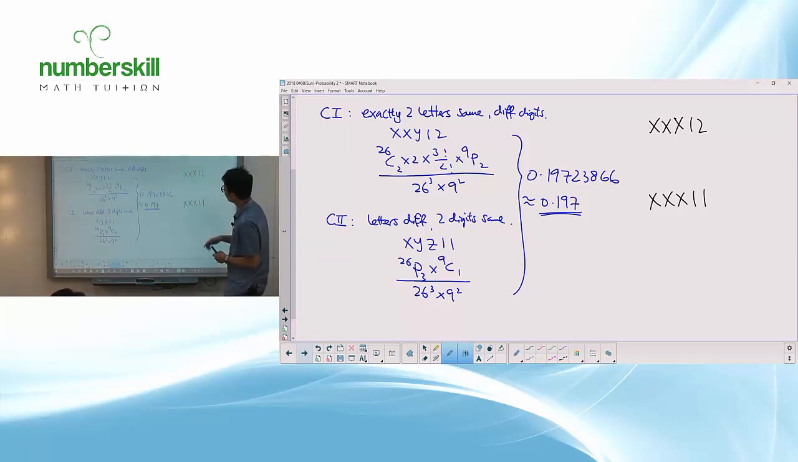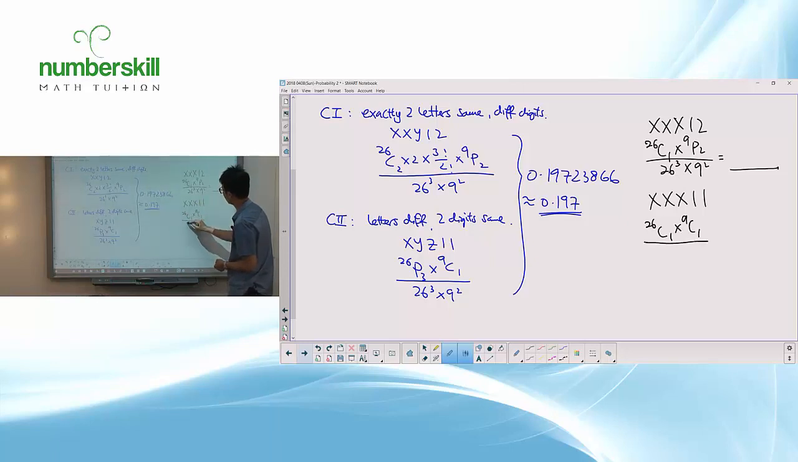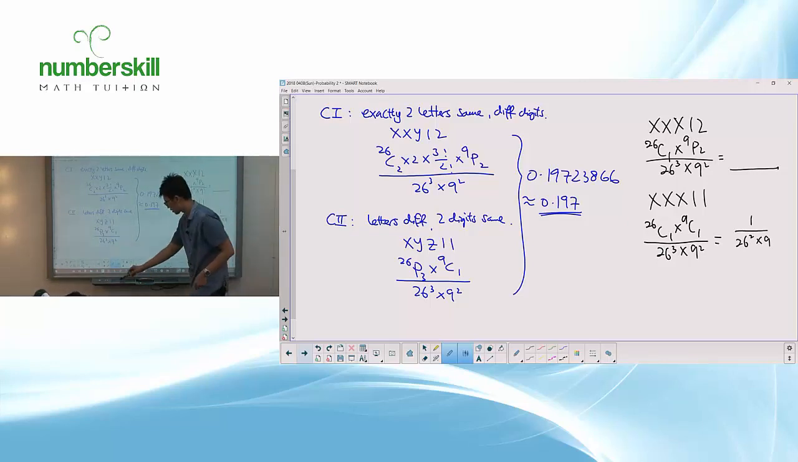All right, but anyway, let's try to figure out all this and we try to add up as well. This one will be easy because you just 26 choose 1. No choice, right? 26 choose 1. And then 9P2 divided by 26 cubed times 9 squared. And then we get this answer. This one will be 26C1, 9C1 over 26 cubed times 9 squared, which is actually quite easy. It's just 1 over 26 squared times 9, which is, you can imagine how small it is, right? Which is why you probably guess that it doesn't affect the answer.